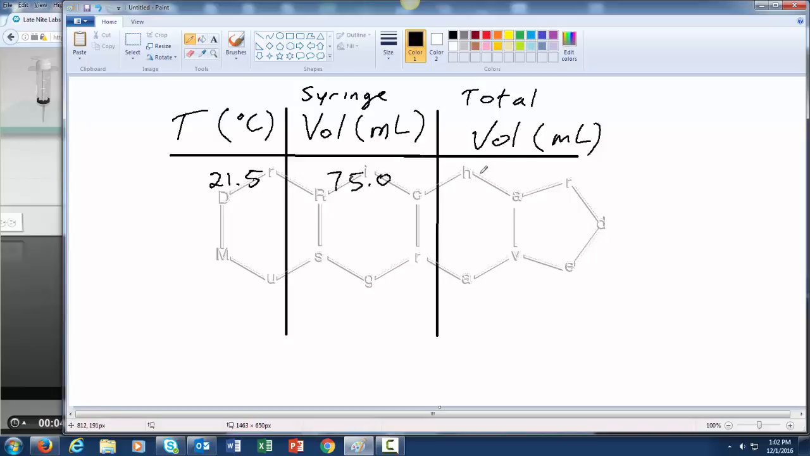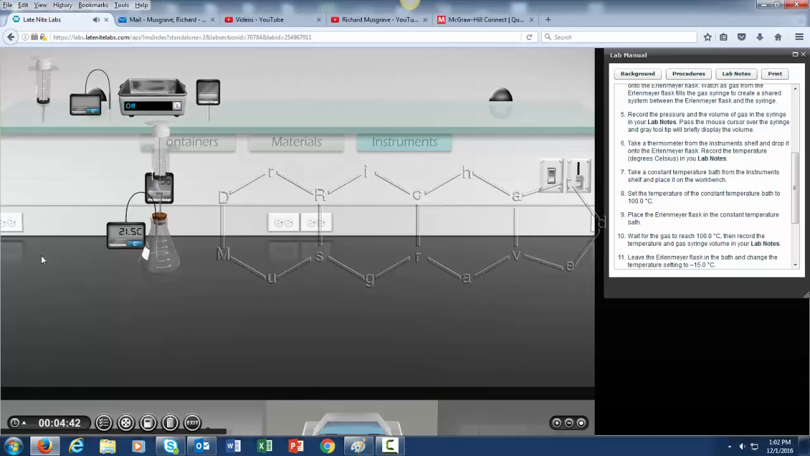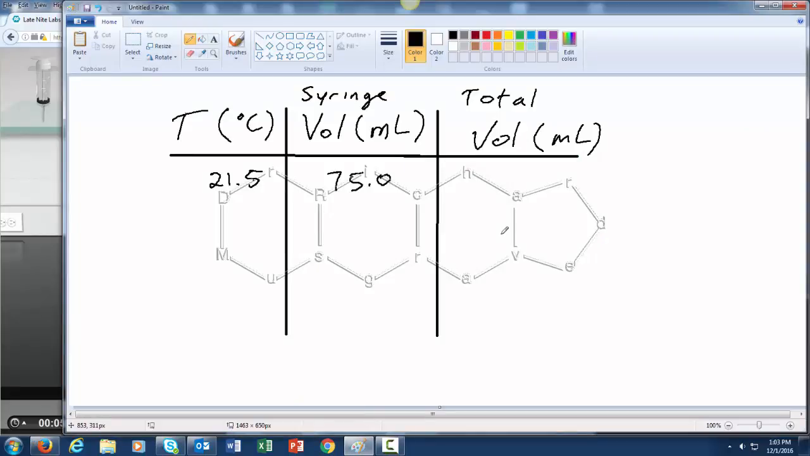75.0 mL. Now the total volume of the gas is going to be, let's take a look at this, because we need to measure the total volume of what's going on, and the volume of the flask is given as 150 mL, and then you've got to add in the volume of the gas in the syringe. So the total volume, which is what we're going to measure, will be 225 mL. Whoops, we don't need the mL here, it's already in the table. So it'll be 225 for the total volume.